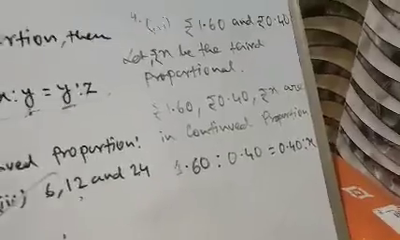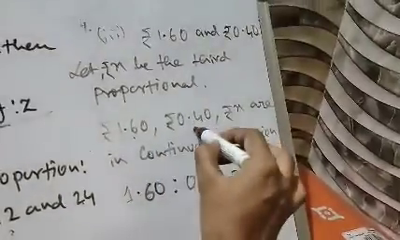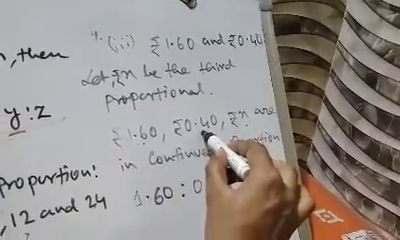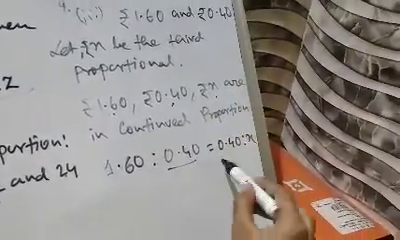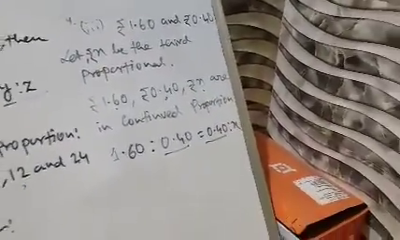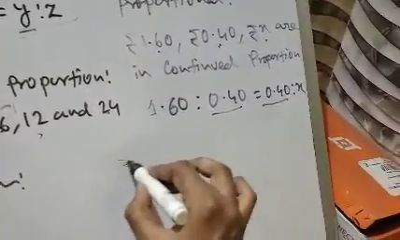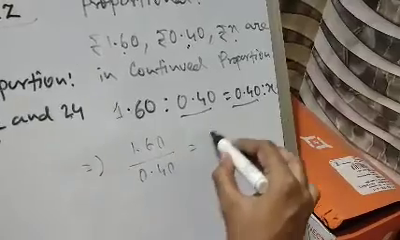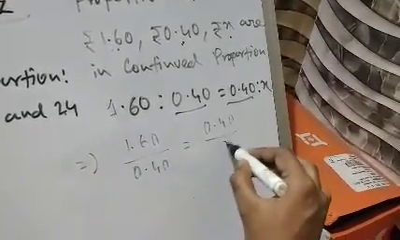Because x is the third term or third proportional, we can write the first term, second term, third term, and the second term should be repeated according to continued proportion. See, the second term is repeated. Clear? Now solve. 1.60 divided by 0.40 equals 0.40 divided by x.